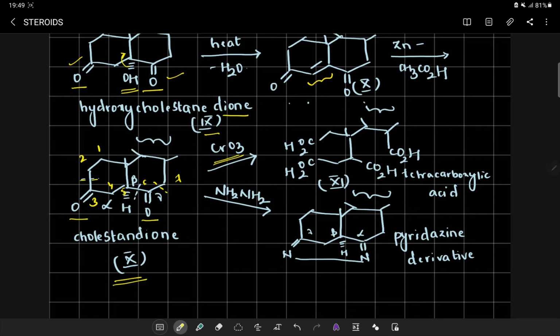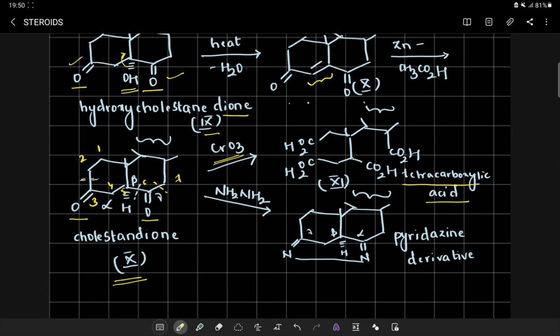If these two ketonic groups were present in one single ring only, then there would be a loss of one carbon atom. But because they are present in two different rings, there is no loss of carbon atoms. In turn, it is going to give me a tetracarboxylic acid. Hence, this tells me that the double bond and OH are present in two different rings.